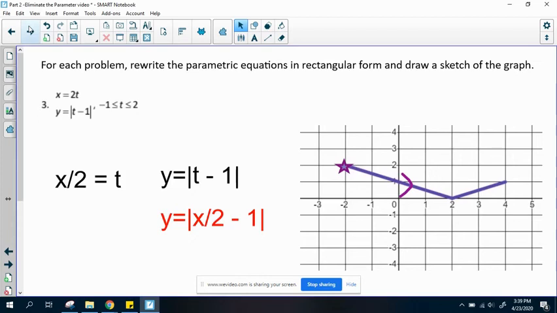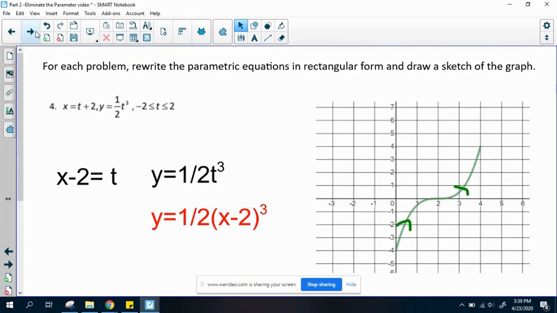So here's the answer to number 3. Again, it was probably easier to get x by itself. And then you need to figure out where your starting point is and where your ending point is. And then here's the answer to number 4. You got a cubic that's been stretched by a half, but you only want part of it.